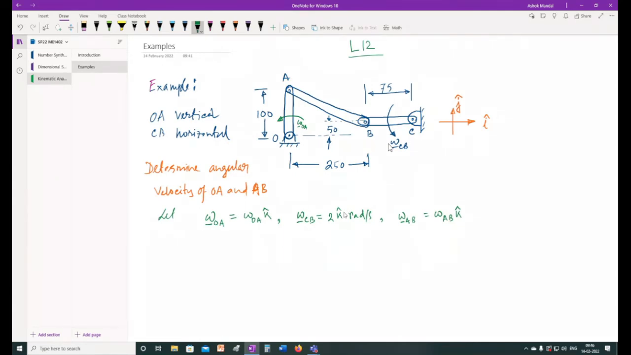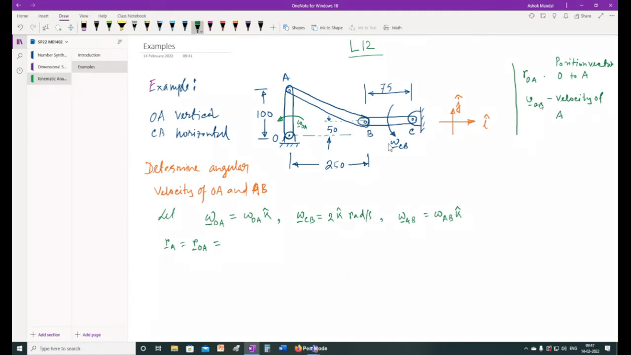Now we define the position vectors. R A is nothing but R O A, the position vector from O to A. We are not writing R O A, we are just writing R A. The two definitions differ: when I write R O A, it means the position vector from O to A. On the other hand, if we write V O A, that means velocity of A.